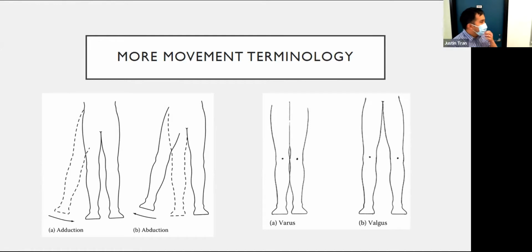All right, next we have adduction and abduction. I think the easiest way to illustrate this is with your legs. I'll do abduction first, because normally we're kind of adducted. When you're abducting something, you're taking that limb away from the center line. Just like this person here, if you swing your leg outwards, that's abduction. But when you bring a limb back closer to your body, we call that adduction.